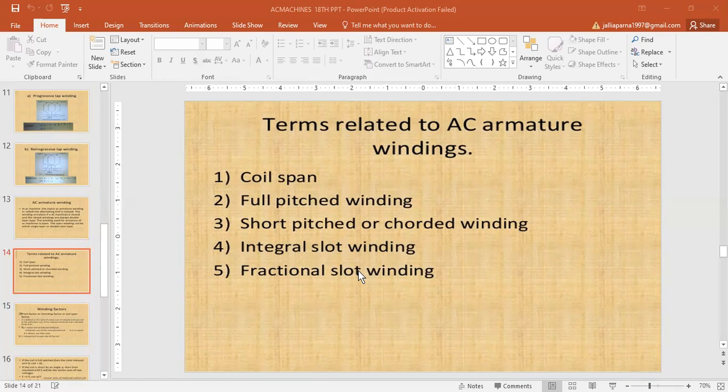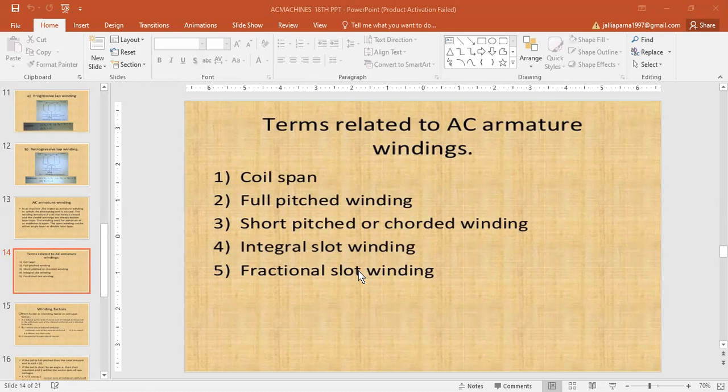Full pitch winding and short pitch winding relate to the coil span. A conductor is defined as the length of wire lying in the magnetic field. A coil is two conductors with their end connections forming one coil. The coil may be single turn or multiple turn. Coil pitch, or coil span: the distance between the two coil sides of a coil is called coil pitch.